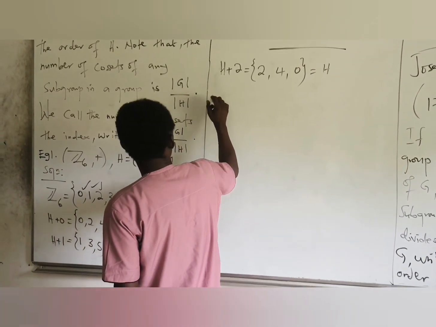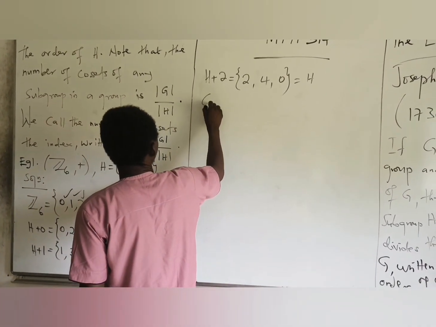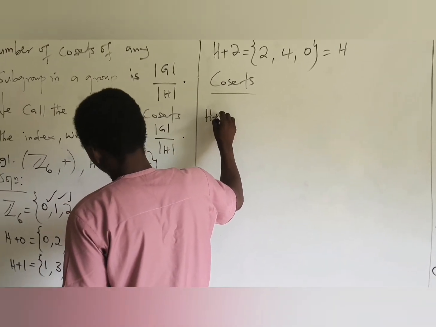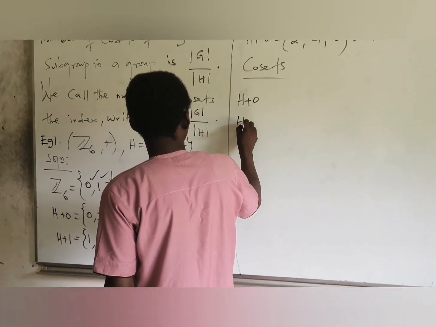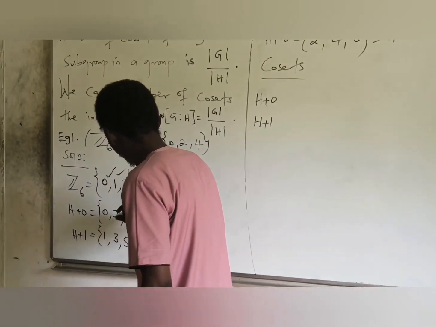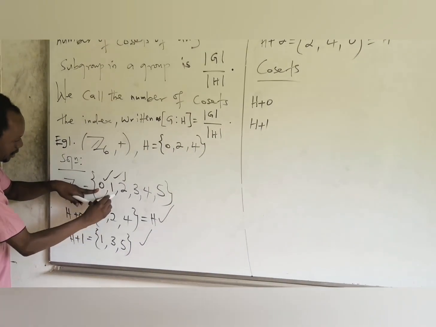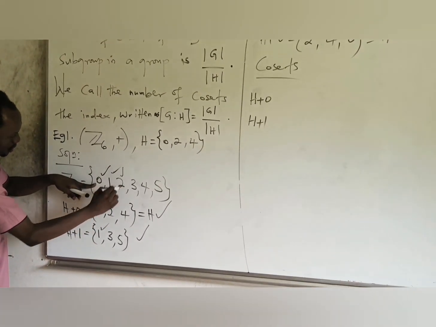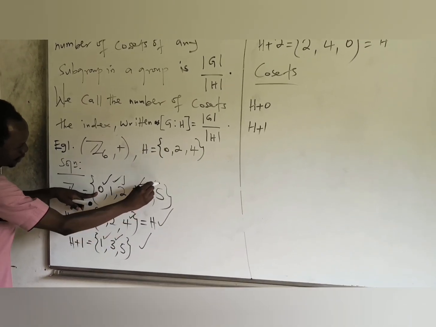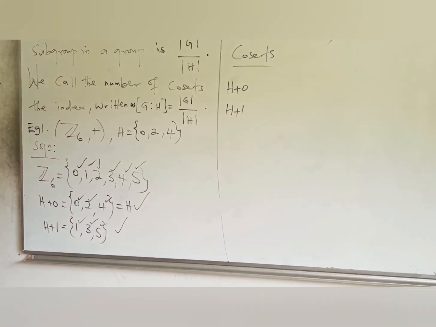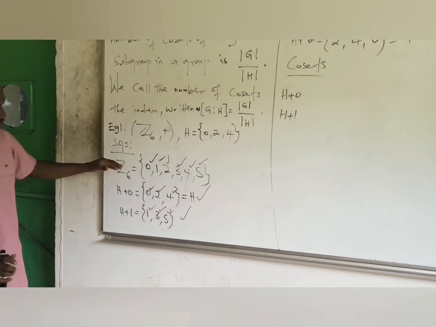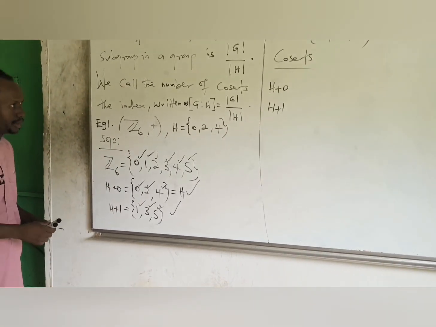So let's see, what are our cosets? Our cosets are H plus 0, then H plus 1. This one is a coset, this is also a coset. 0 is here, 1 is here, 2 is here, 3 is here, 4 is here, 5 is here. So we are done. These are our distinct cosets. The others will be repeated. So once you get your main group, you stop and then you write out your cosets.